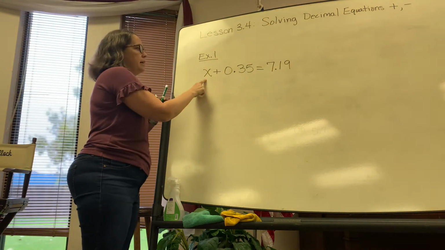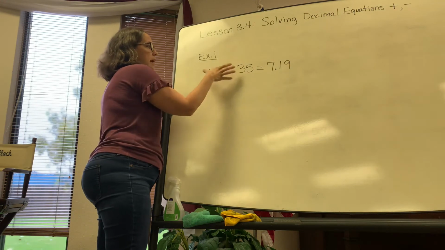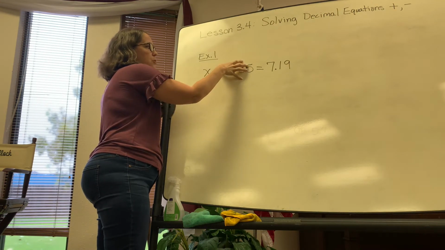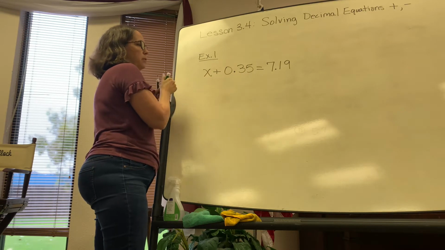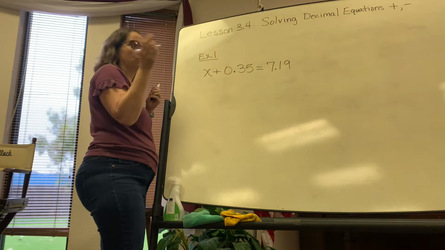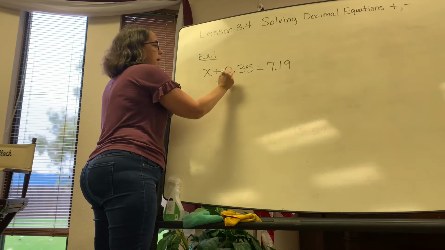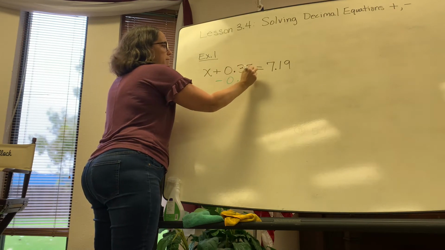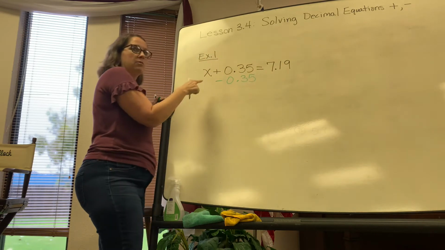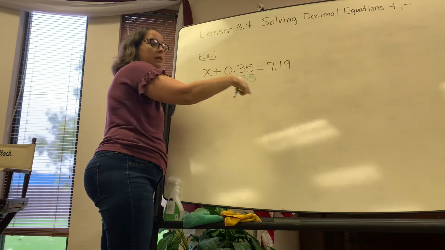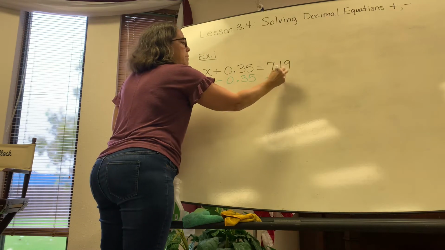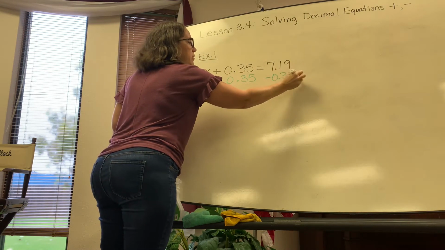You always want to get x by itself. So the side that has x on it is what you're working with, and this is plus 0.35, so we're going to minus 0.35. And this is how I want you to do it, so do it this way in your notes. Put a minus 0.35 under that. And if we do something to one side of the equation, what do we have to do to the other side? The same thing. So I'm going to put minus 0.35 over here.